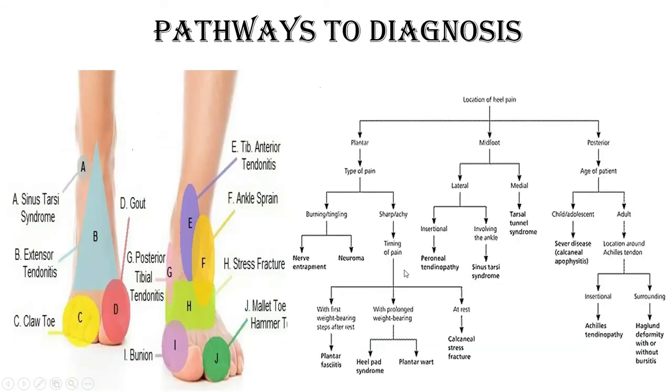Now, how do you approach this? You go to the guideline: hind plantar, midfoot, posterior. Hind plantar, then what type of pain? Is it sharp pain, or burning or tingling pain? If it is tingling pain, you think of neural entrapment or neuroma. If it is sharp pain, then you have to think about where the pain is found. If it is over the special area of the calcaneum, then it seems to be plantar fasciitis. If on the heel pad, it can cause heel pad syndrome.